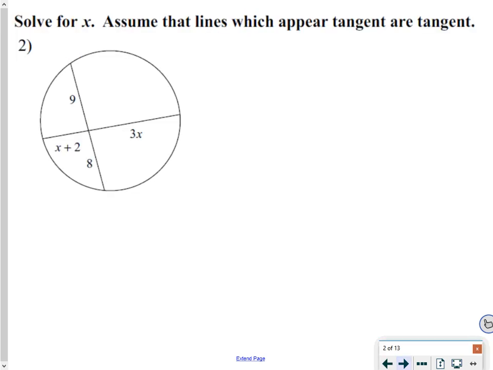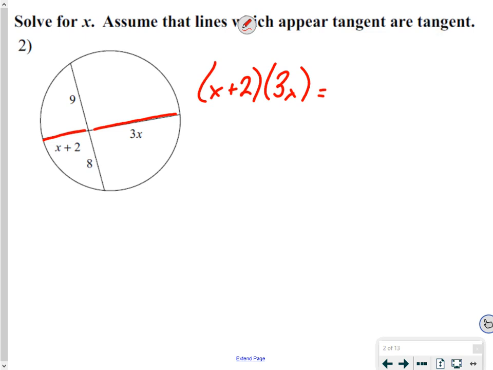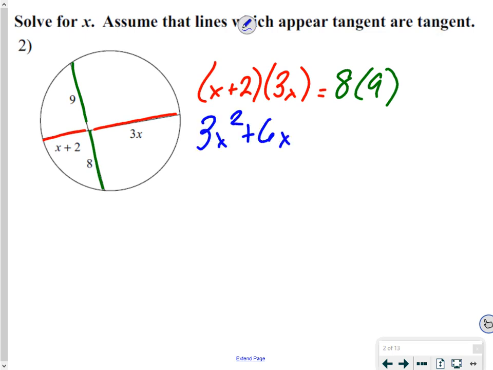All right, so let's start on example 2. Okay, so we have two chords formed inside the circle. Remember with these segment lengths, the product of the parts of the chords are going to equal the product of the parts of chord 2. All right, so we have x plus 2 times 3x, and that should equal the product of the parts of this chord, which is 8 times 9. All right, so we distribute that 3x, and we get 3x squared plus 6x, and 8 times 9 is 72.